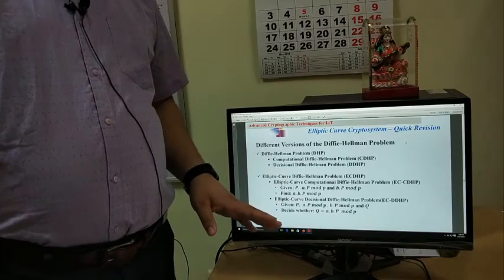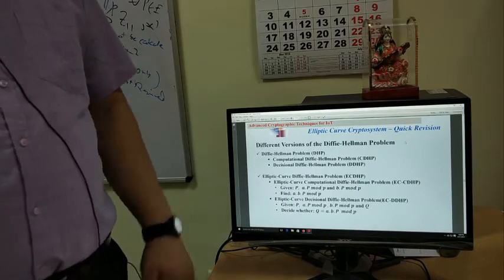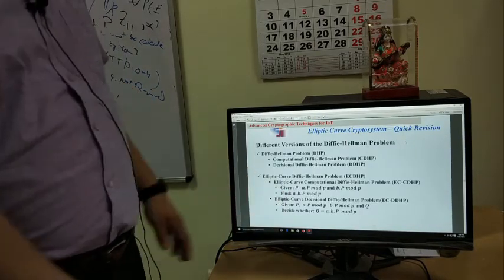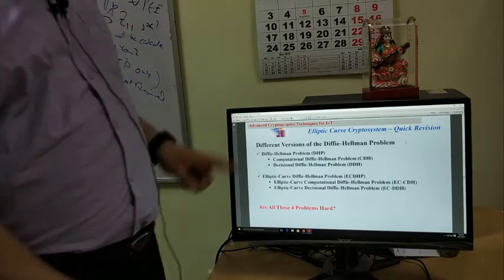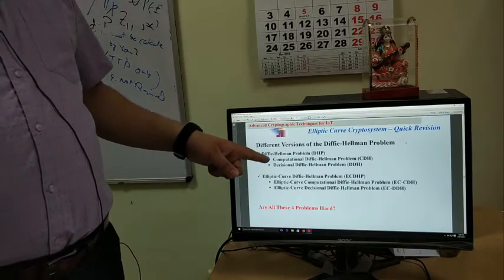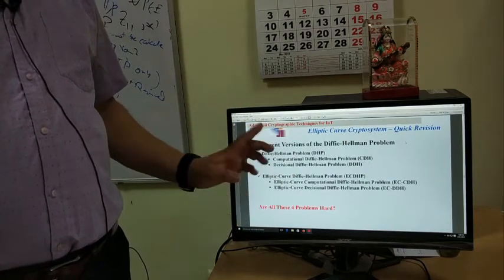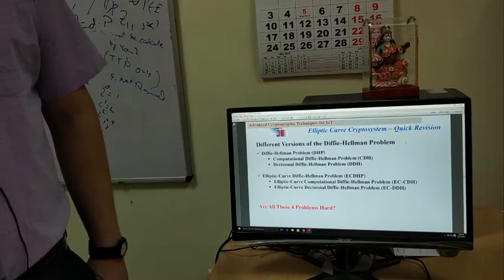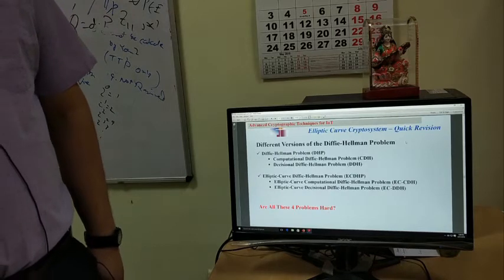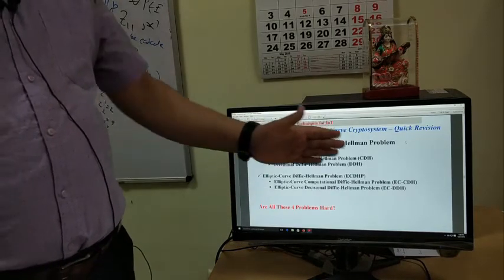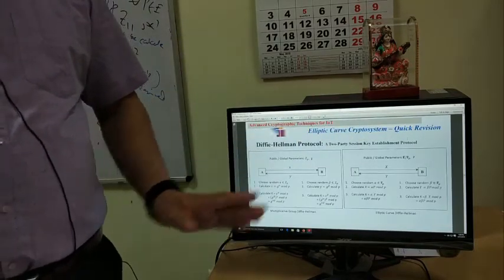Now, since we know that Diffie-Hellman is a secure protocol, this problem, 4 versions of the problem, we have seen, na? 4 versions of the problem. Computational and decisional, 2 versions in the ZP domain and in the elliptic curve domain, 4 versions. All these are hard problems. All these are known to be hard problems, and these are known as the Diffie-Hellman problem. So you understood the difference between the Diffie-Hellman protocol and the Diffie-Hellman problem. Protocol is this.